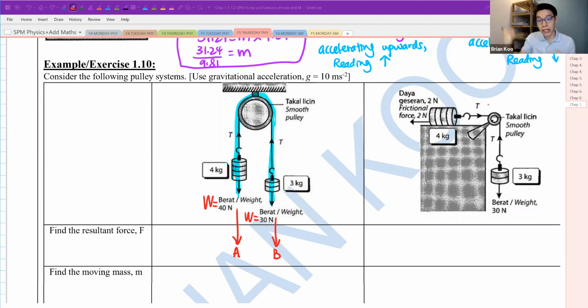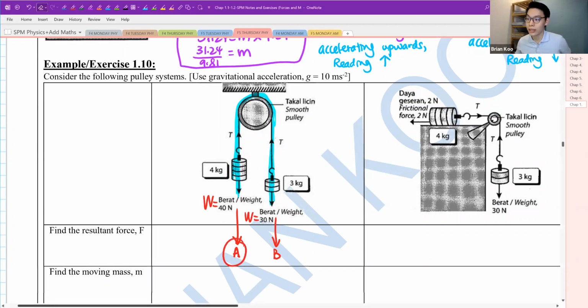The 30 Newton is also trying to pull. 40 Newton is also trying to pull. But at the end, who will win? The stronger one, 40 Newton. So it will follow and come down in this direction. A, the answer is A. Logical. The stronger force will win. Correct or not? The stronger force will win.